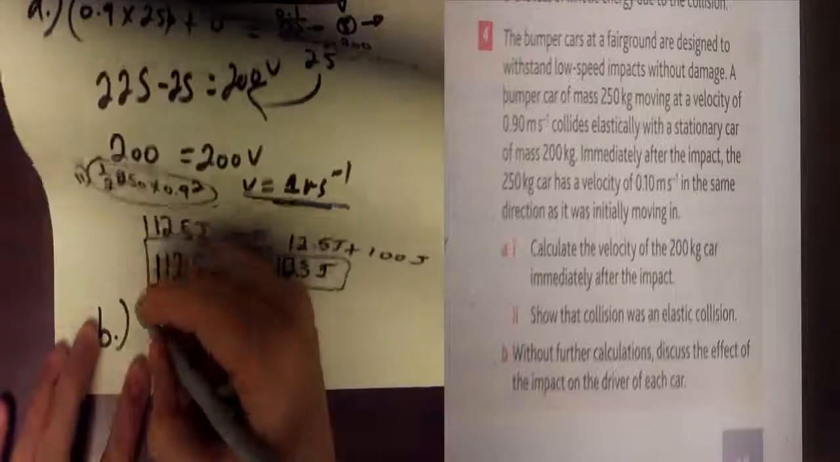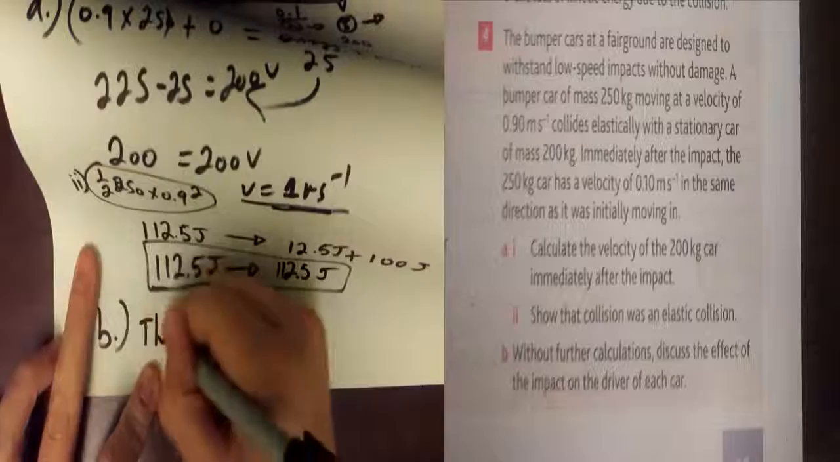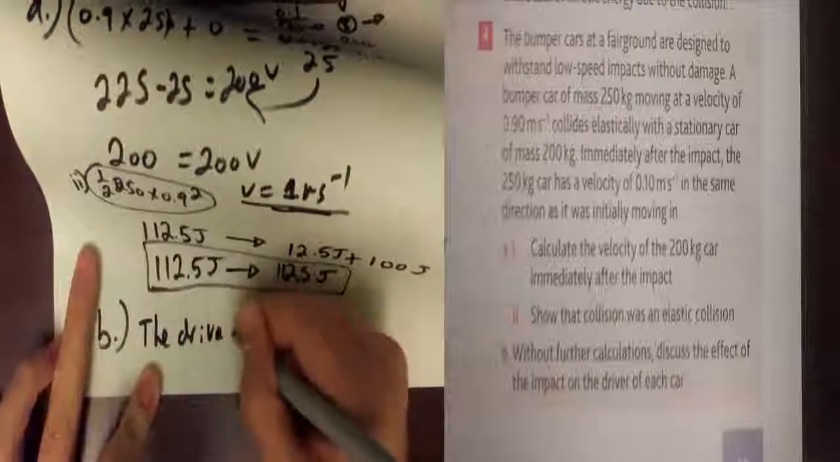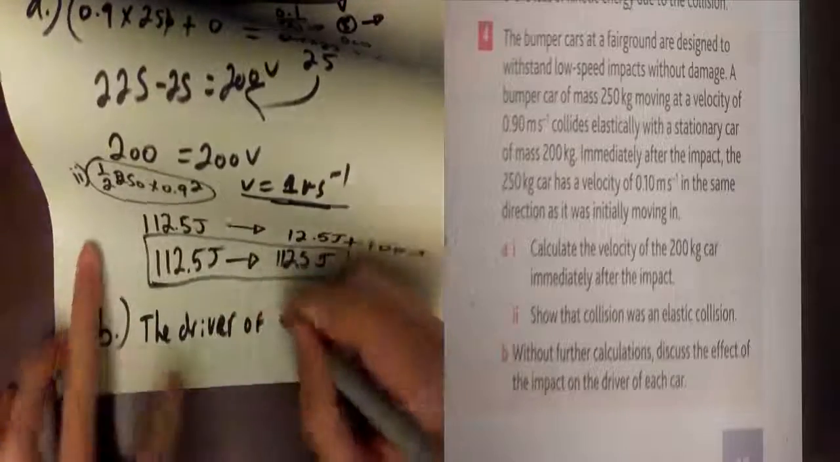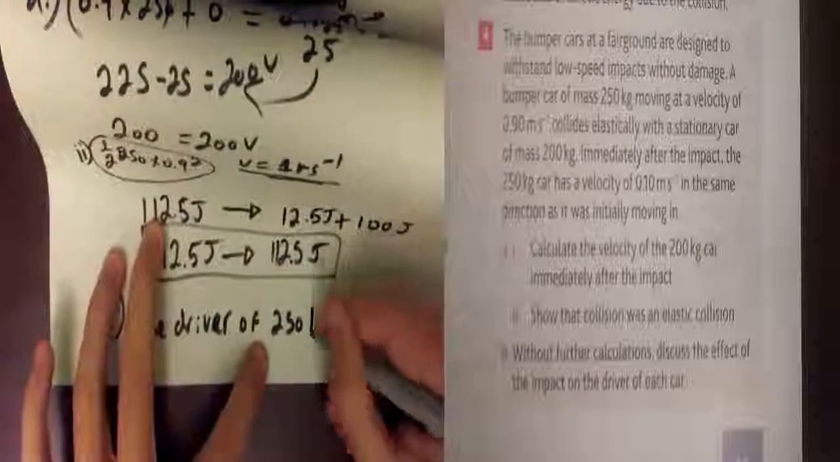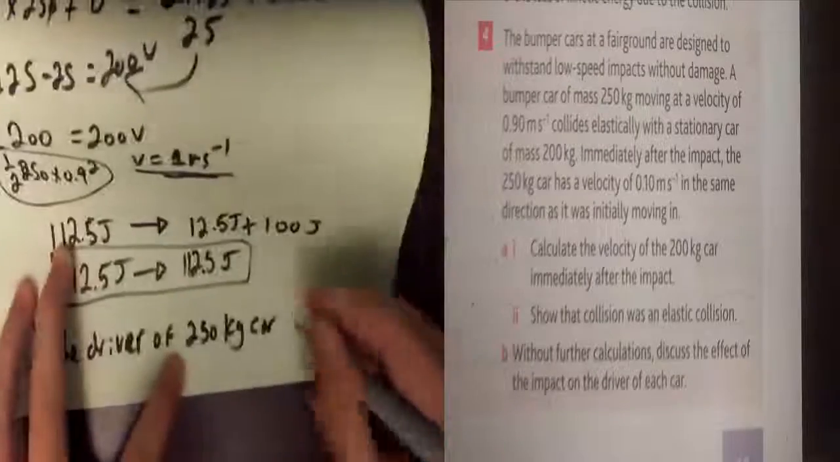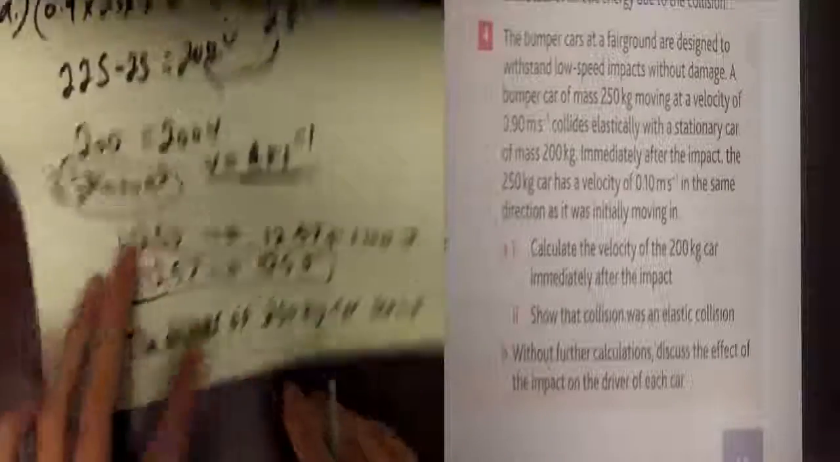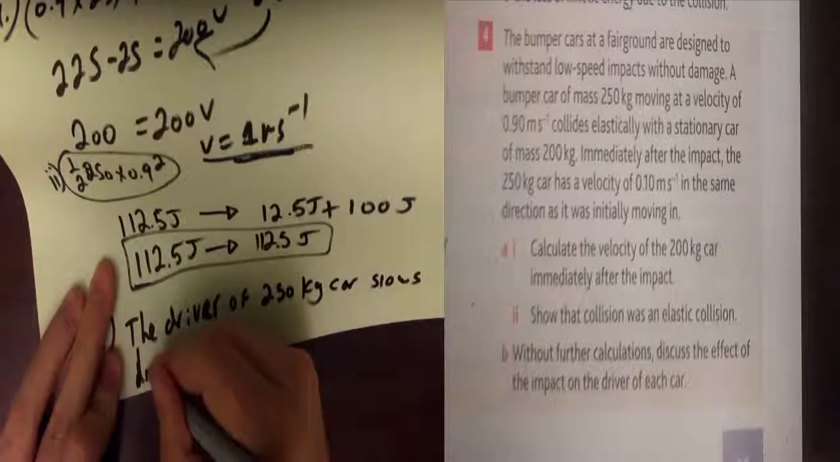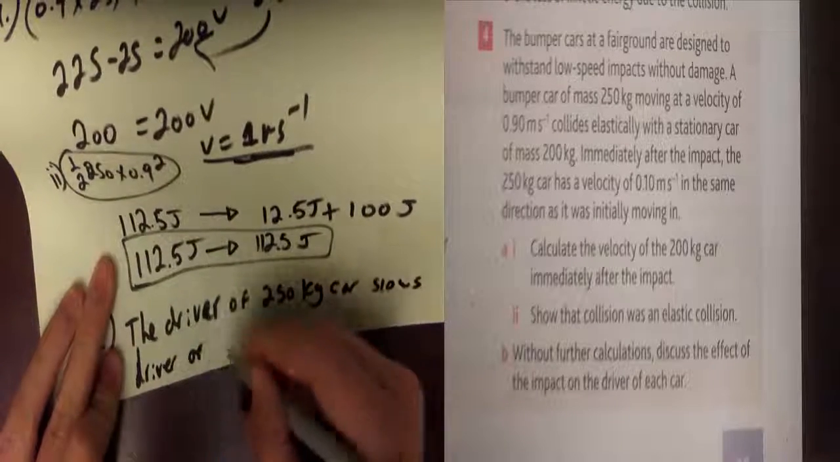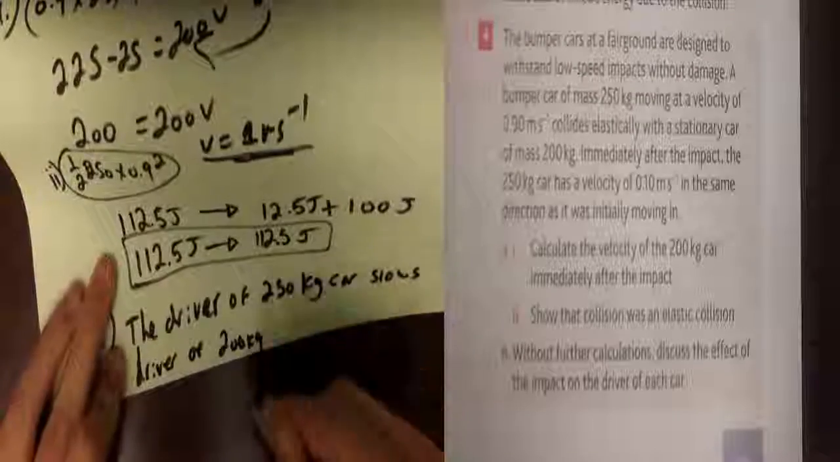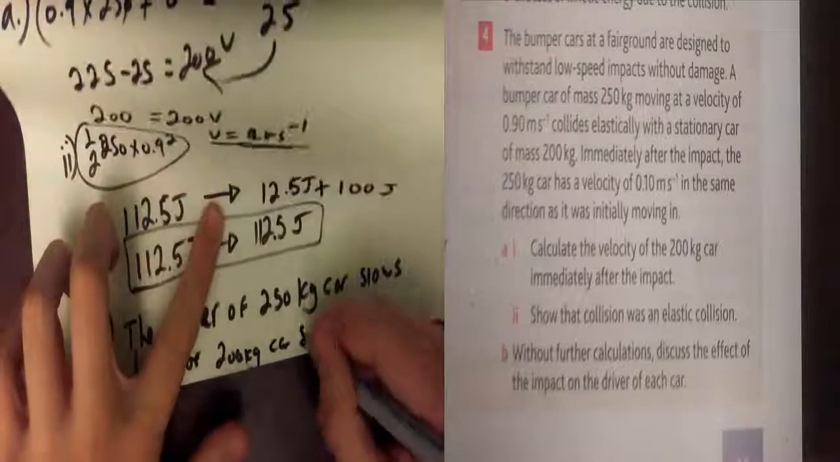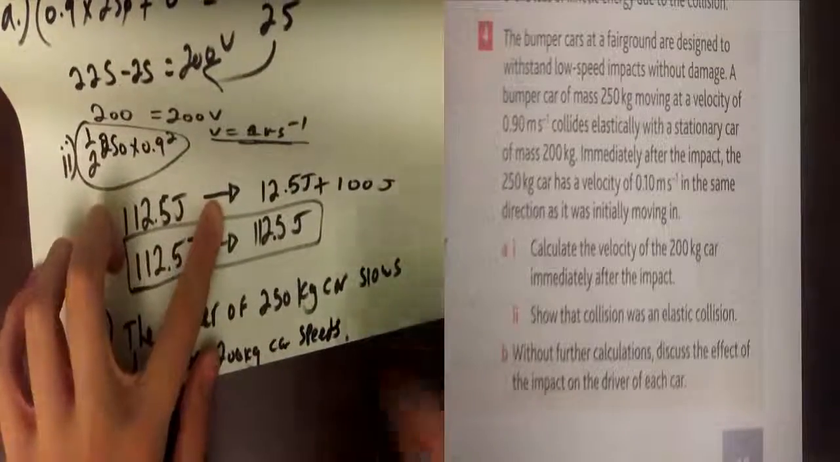So, all we need to write is that the driver of the 250 kg car slows, and the driver of the 200 kg car speeds up. It's that simple.